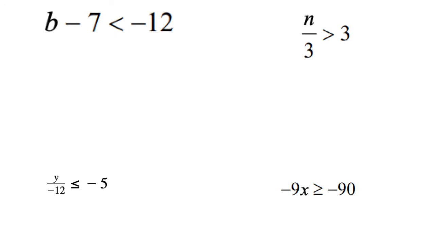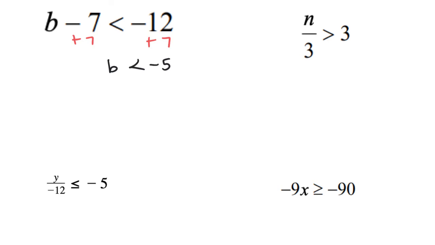So solving a one-step inequality is very similar to solving a one-step equation. The goal is still to isolate or get the variable by itself. So my first example, b minus 7 is less than -12. My goal is to isolate the b. So to cancel out the minus 7, I'm going to add 7 to both sides. And -12 plus 7 is going to give us -5. So I get b is less than -5.